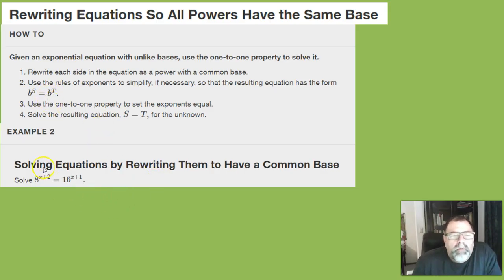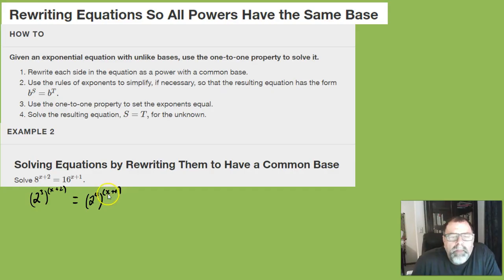Now, our first step here, example 2, solve 8 to the x plus 2 equals 16 to the x plus 1. You can see they don't have the same base. So if you recognize that 8 is a power of 2, I can rewrite 8 as 2 to the third. And 16 is 2 to the fourth. So I can write 16 as 2 to the 4th.